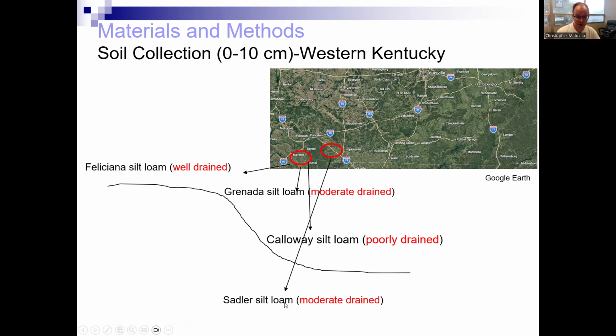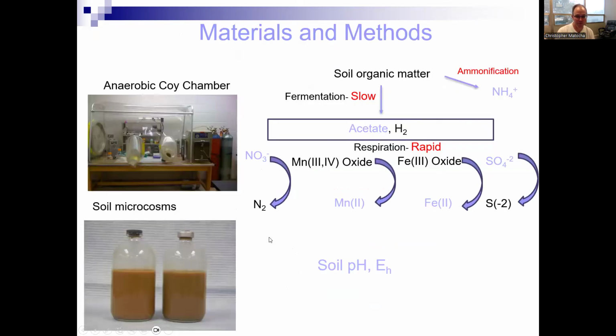The Sadler, which is a moderately well-drained soil, sort of on the gentle side slope in the landscape position, and we collected that here just south of Princeton. Now, the other three soils we used, the Feliciana, Granada, and the Callaway, were all part of a catena, with the Feliciana being the well-drained end member at the summit position, Granada at the gentle side slope, and the Callaway here at the back slope position. Poorly drained for the Callaway, moderately well-drained for the Granada, and well-drained for the Feliciana. So four different soil types we utilized.